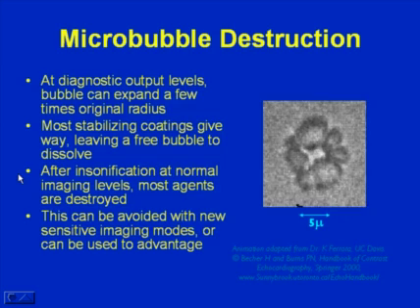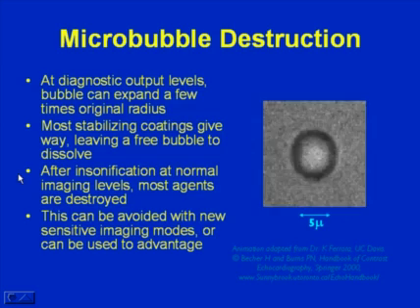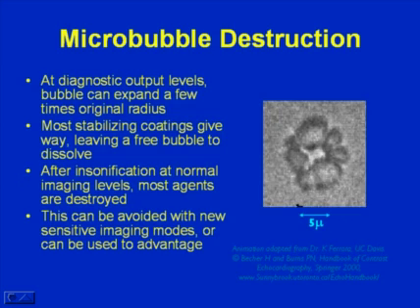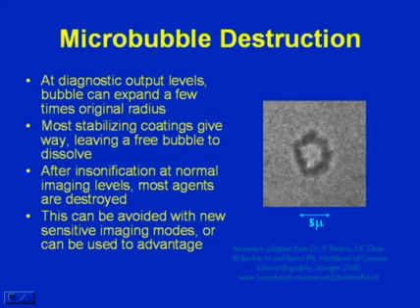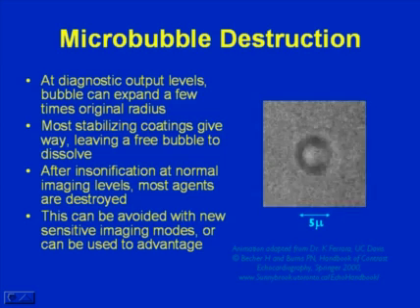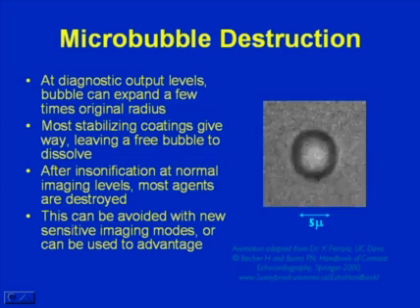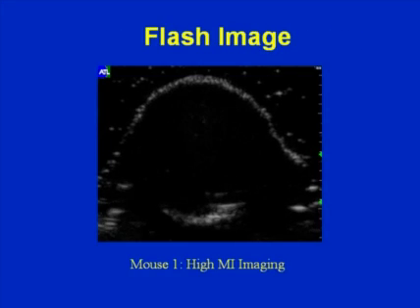When increasing the mechanical index, the microbubble can be destroyed. This has a lot of potential in that if we destroy the microbubbles and then watch as they reperfuse, we can really come up with an idea of how vascular these beds are.